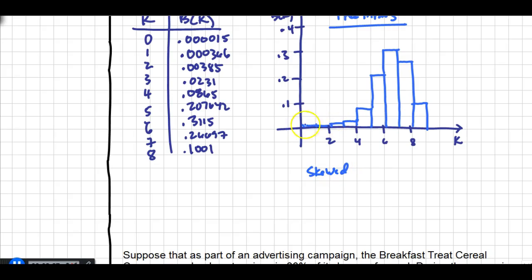This one has some tails going off to the left, so it is skewed left. Anytime there's a tail, that will skew the numbers in that direction. Even though it looks like it's kind of leaning to the right, the tail makes it skew to the left. So just a quick review on that.